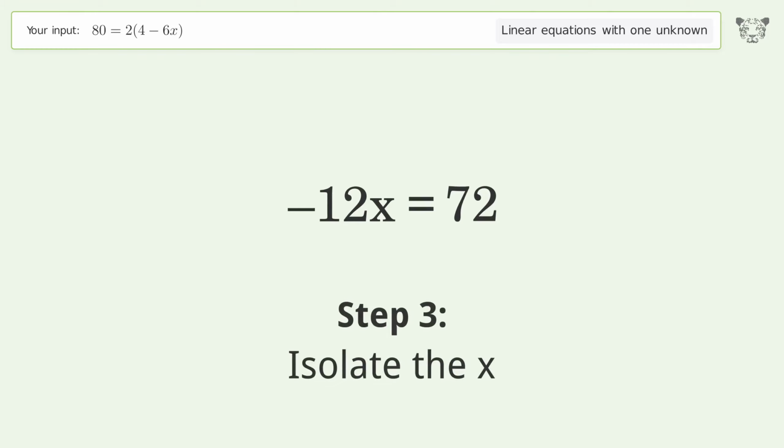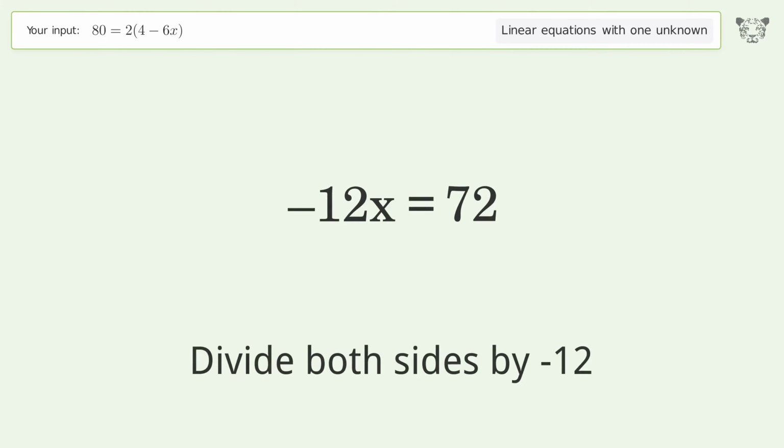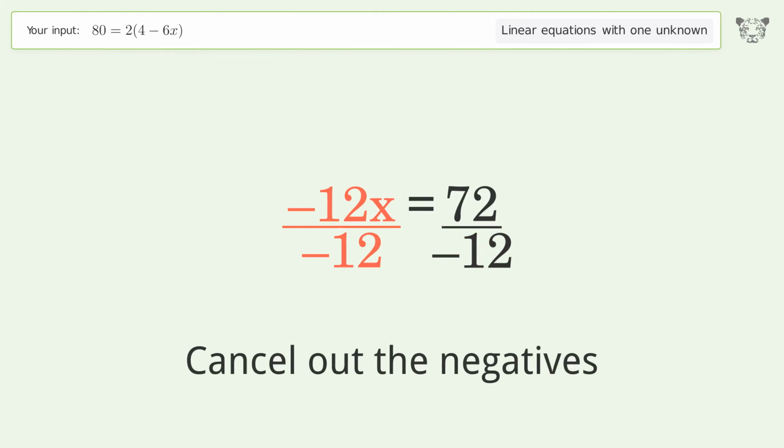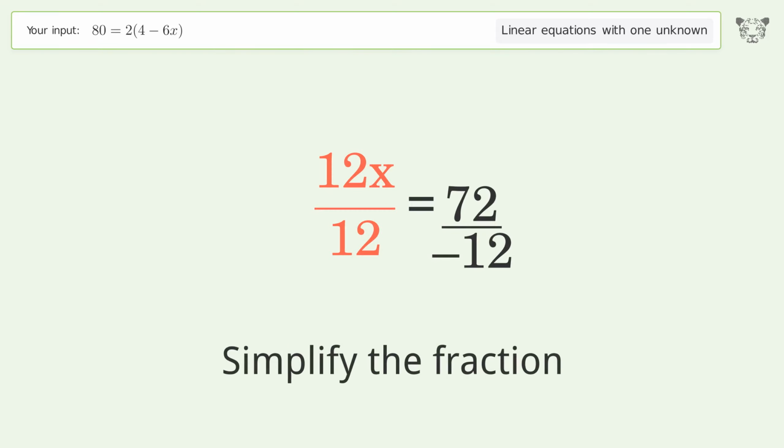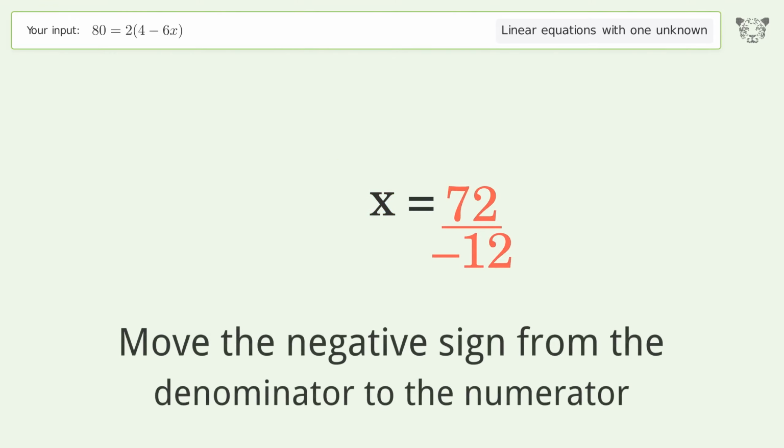Isolate the x. Divide both sides by -12. Cancel out the negatives. Simplify the fraction. Move the negative sign from the denominator to the numerator.